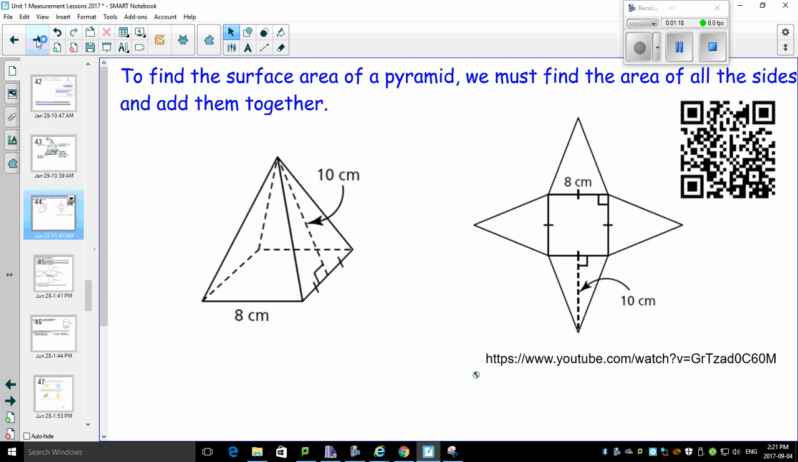So let's go on to our first question. It says, to find the surface area of a pyramid, we must find the area of all the sides and add them together. Again, we're going to form this thing into a wonderful little net.